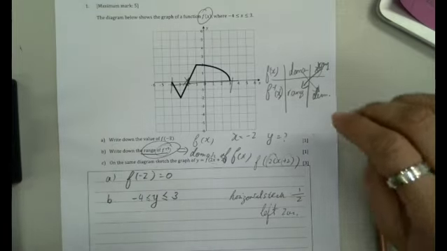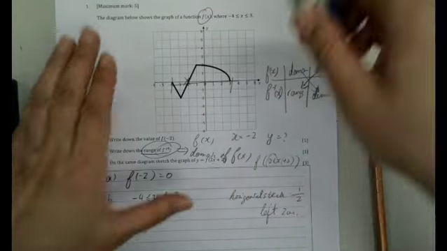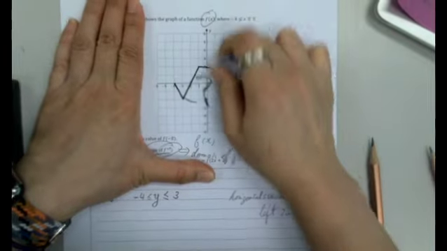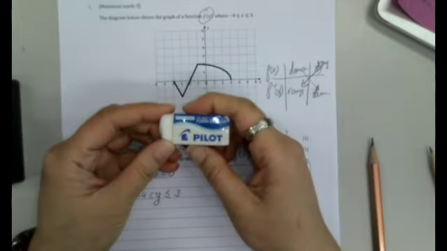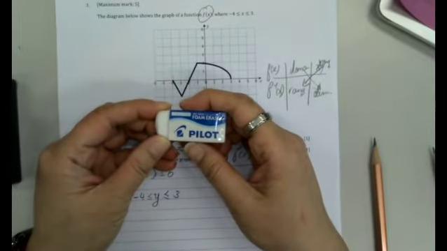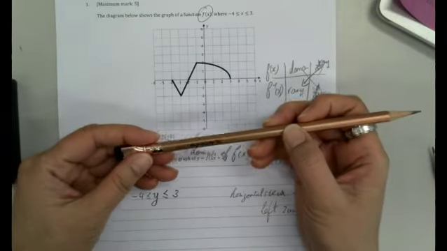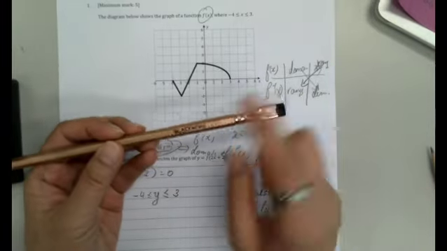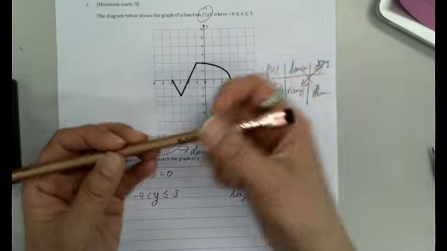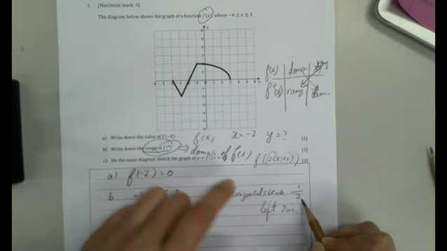So let me clean the diagram a bit. Oh, we are using a Pilot eraser here. Can you see that? Anyway, and my Blackwing, sorry, not Blackpink, Blackwing. This is limited to 100. Anyway.